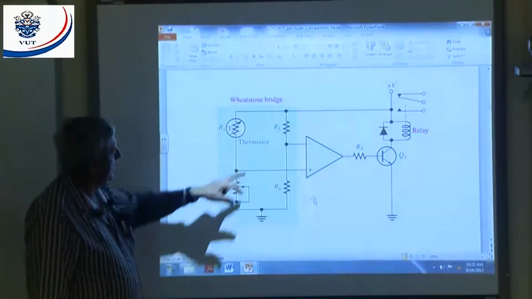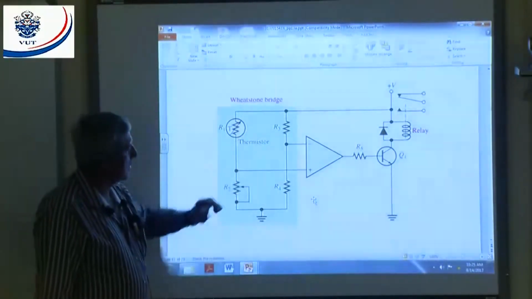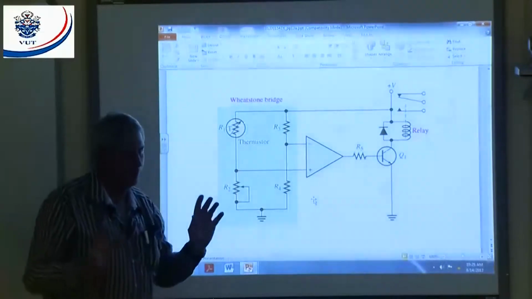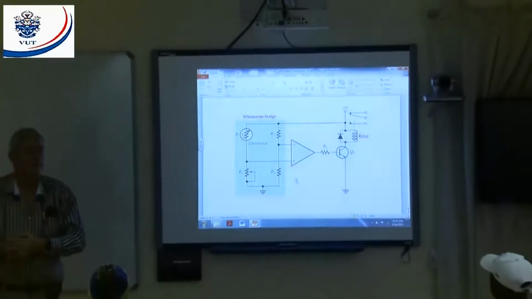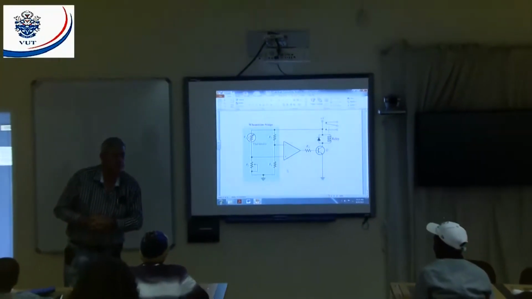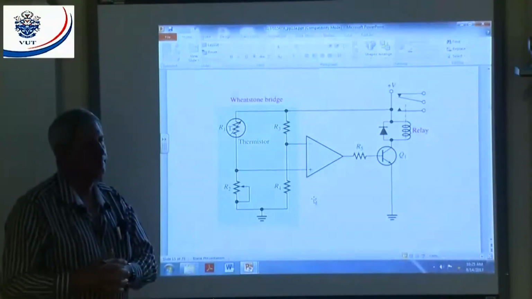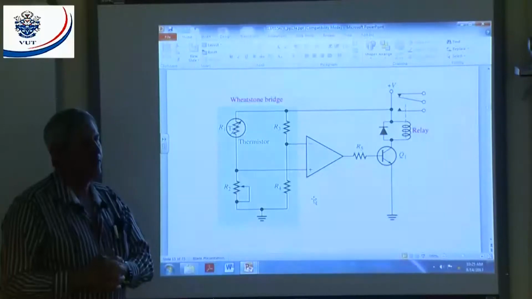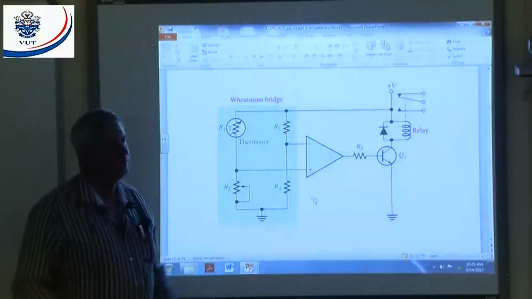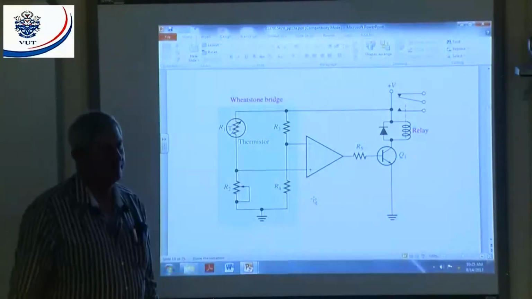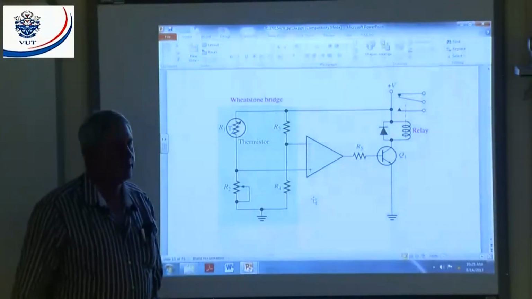If I look at R3 and R4, what are they doing in the circuit? It's a voltage divider. But what is this voltage divider going to do? What does it give us? It will give us a reference voltage, a reference to my comparator. Because that value, is it going to change? No, it's going to stay the same.